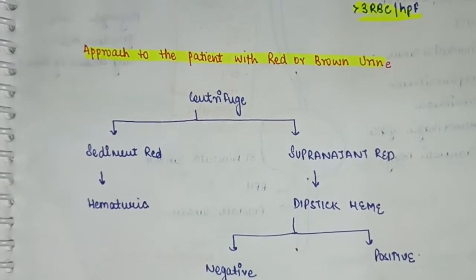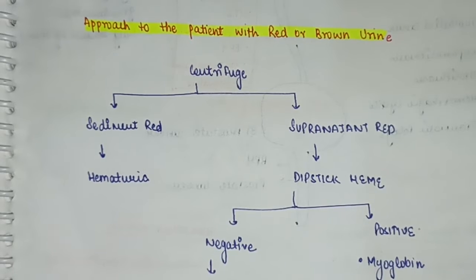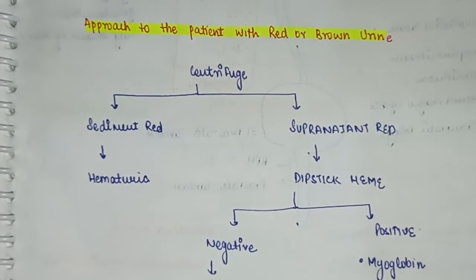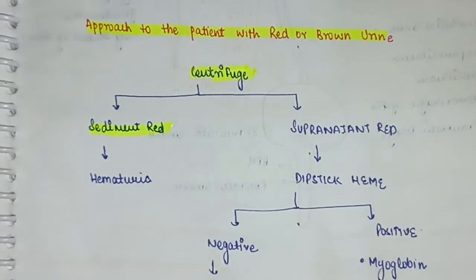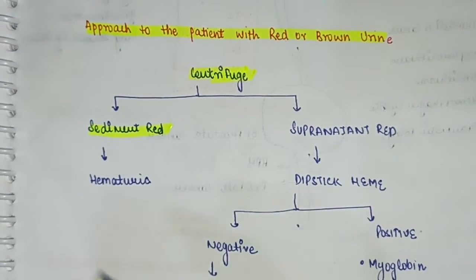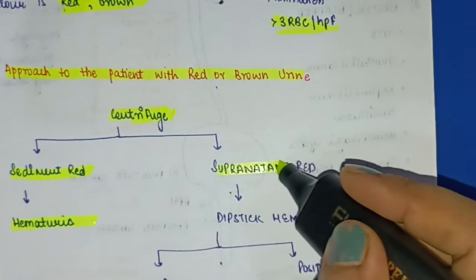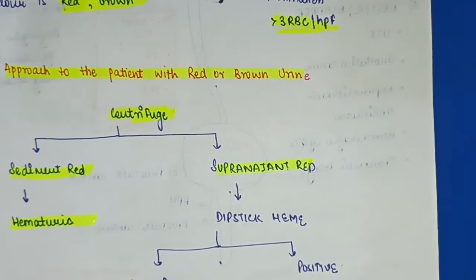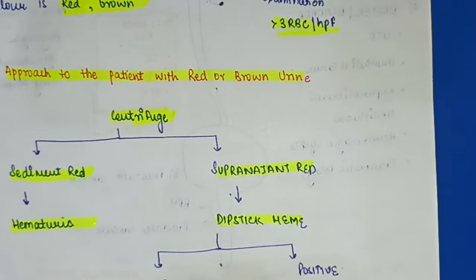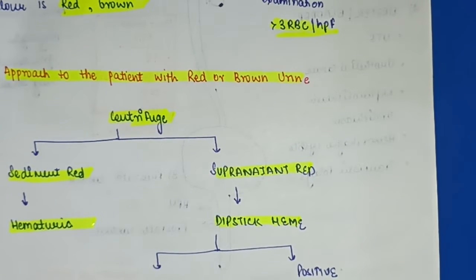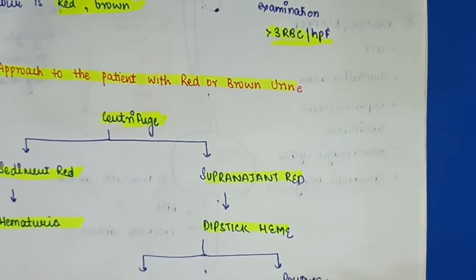So how will we differentiate between hematuria, hemoglobinuria or myoglobinuria? We will centrifuge the urinary sample. If the sediment is red, it points towards hematuria. If the supernatant is red, we will do a dipstick test for heme. If this dipstick test is negative, it can be bacteria or porphyria. If the dipstick test for heme is positive, it can be myoglobinuria or hemoglobinuria.